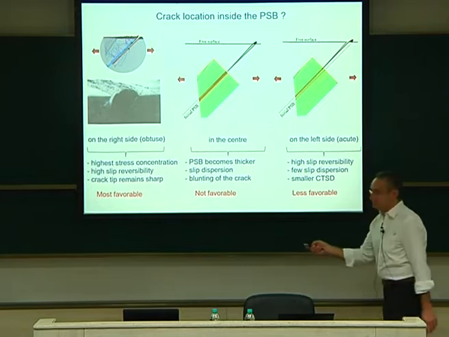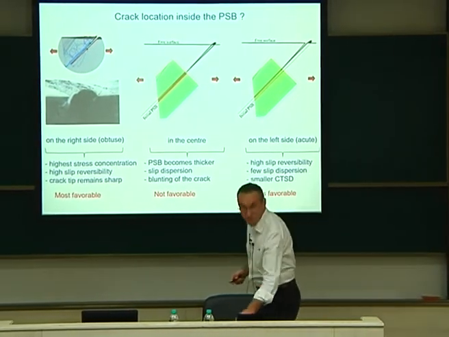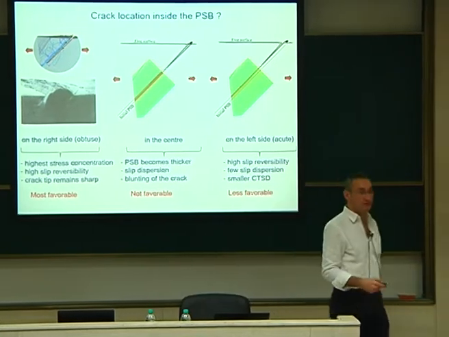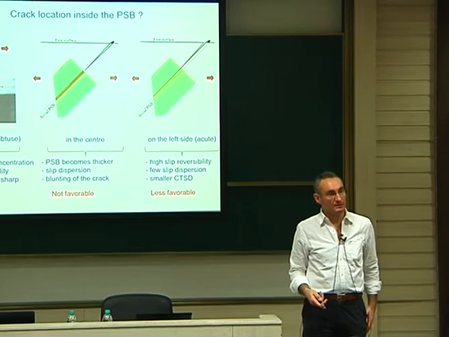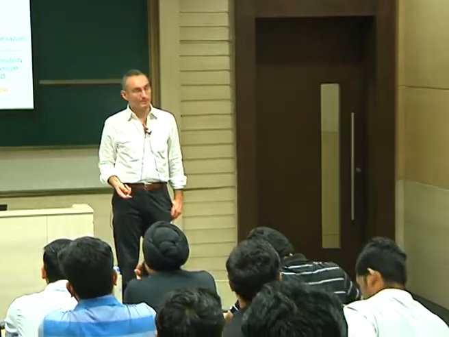So this is what I conclude here. Most favorable, not favorable, and less favorable. This classification is for the propagation of the crack. We are just looking now at how it advances to the grain boundary.